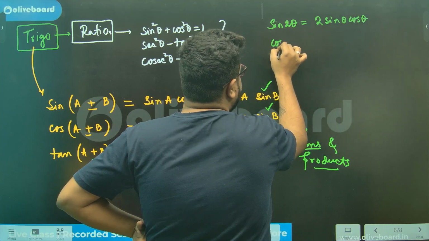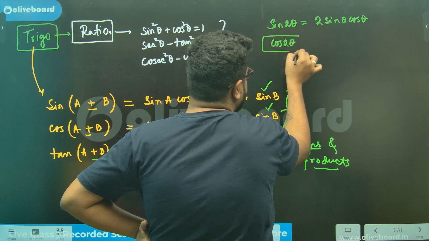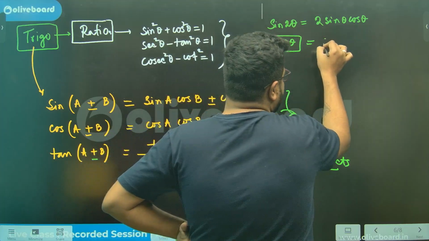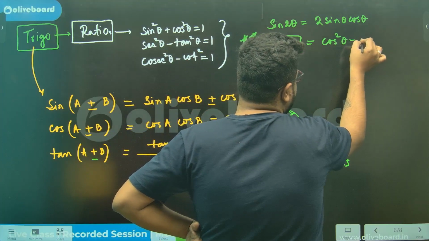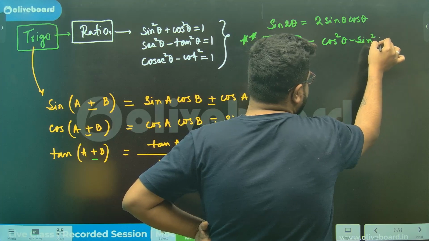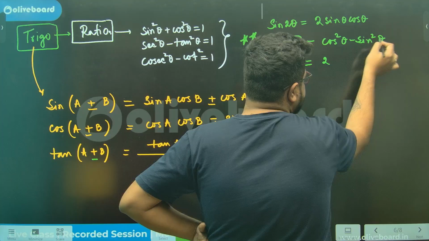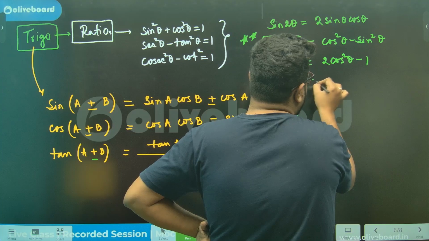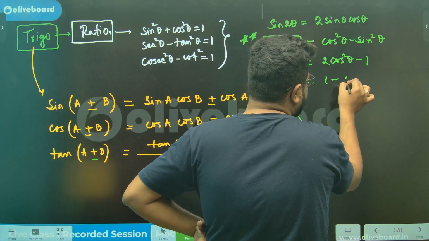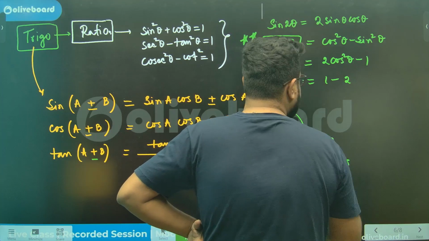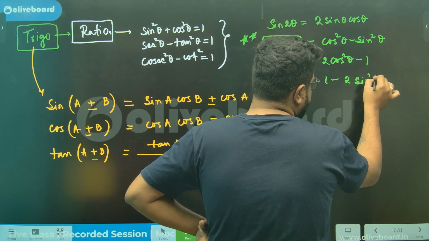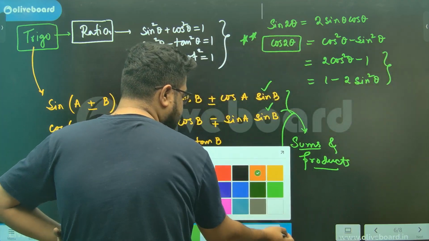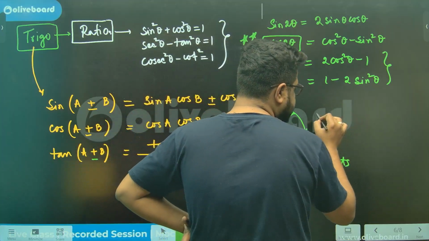And cos 2 theta has three formulas to it. This is very, very important. So the most common one is this one, cos square theta minus sine square theta. Now again, by changing this sine square to cos square, you can write 2 cos square theta minus 1. Or by changing this cos square, you can write 1 minus 2 sine square theta. And you see, using these two, magic happens. The most important two formulas we get out of this.